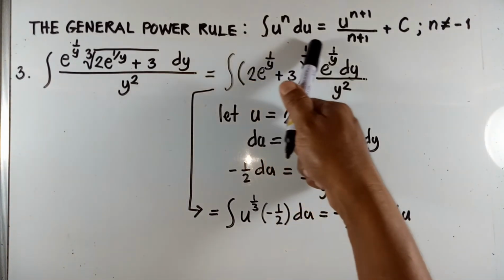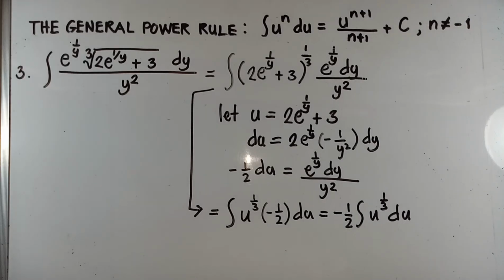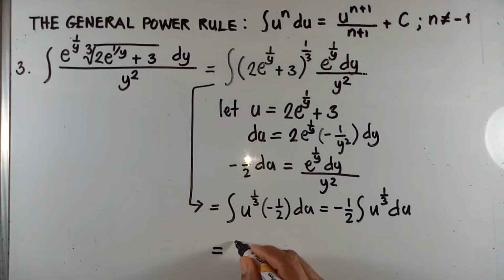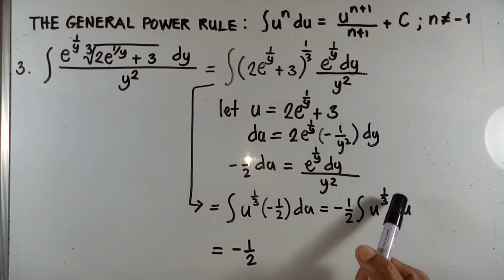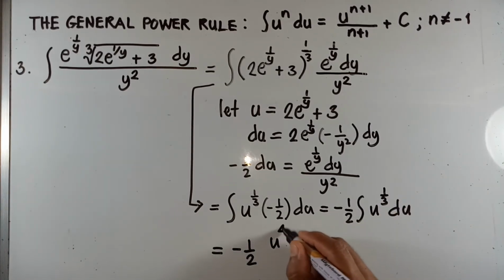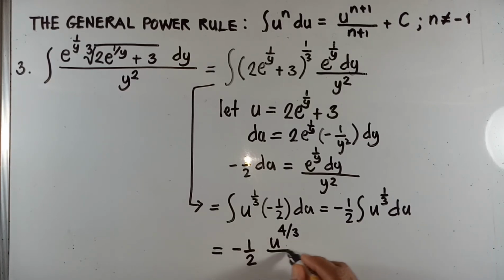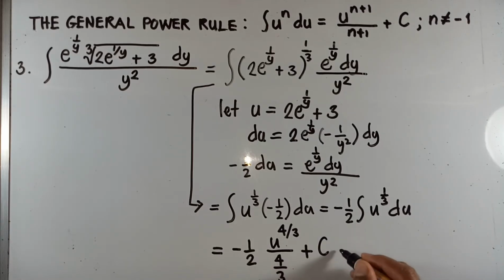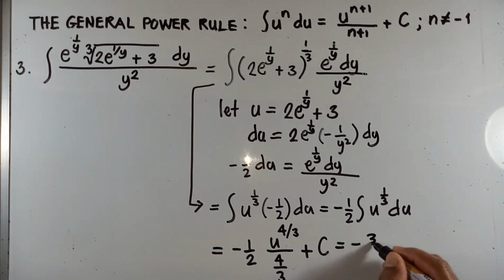And then we may now apply the general power rule for integration. So, magiging equal siya sa negative 1/2 u raised to 1/3. 1/3 plus 1 is 4 over 3. So, u raised to 4 over 3 divided by 4 over 3. And then plus c. Now, negative 1/2 divided by 4 over 3 equals negative 1/2 times 3/4. And that's negative 3 over 8.